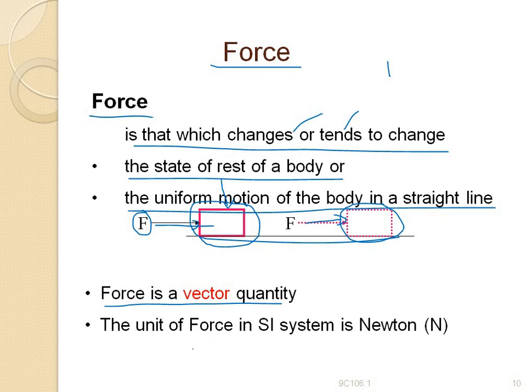So what are the units for force here? The unit of force in the SI system is newtons. It is denoted as N. Remember, the unit of force in the SI system is newtons. So once again, remember, force is that which changes or tends to change the state of rest of a body or the uniform motion of the body in a straight line. The force is a vector quantity. The unit of force in the SI system is newtons.